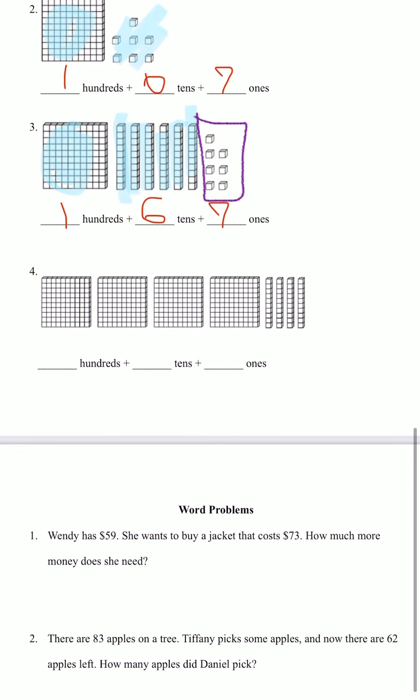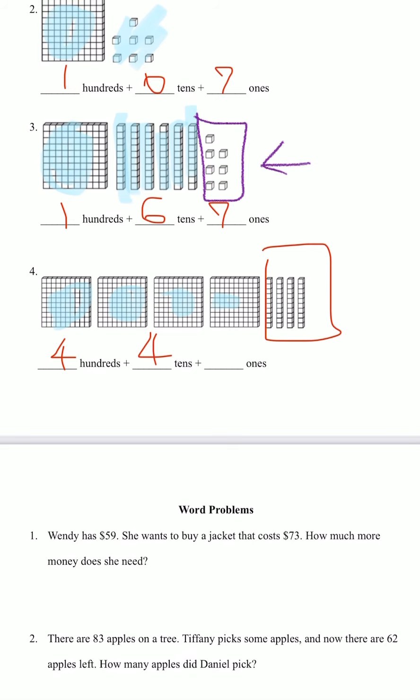And then number 4, 1, 2, 3, 4, right? So 400s, and here we have 1, 2, 3, 4, so 4 tens, and we don't have any of these, so 0 ones, okay?